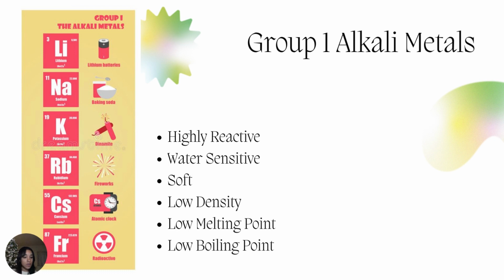So let's go back. Our first group, the first column that we have is going to be alkali metals. These are going to be lithium, sodium, potassium, rubidium, cesium, and francium. Again, the first column, each of these are going to be highly reactive, water sensitive, soft, low density, low melting point, and a low boiling point. Again, write all these notes down, organize them, and keep them clean. Just that way we can get quick notes from each of our elements that we have on the periodic table.